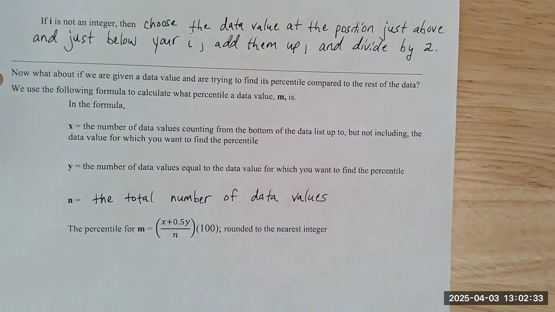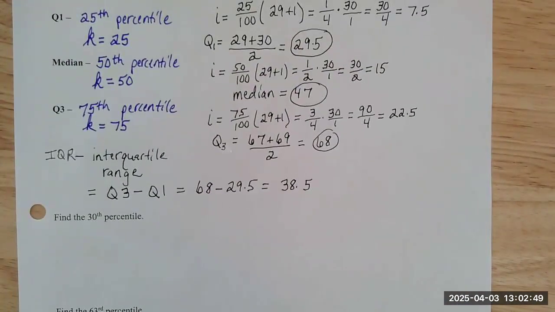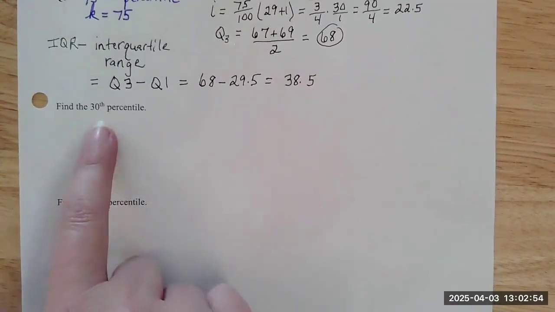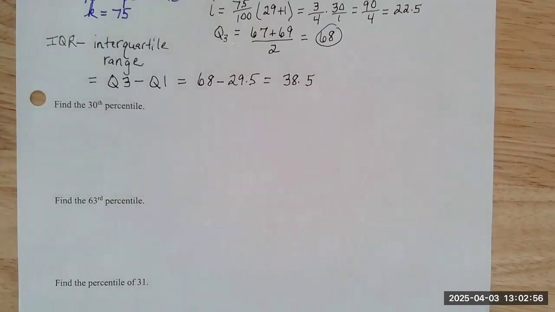Okay, so we haven't done an example of this yet, so we're going to go back to our example page and we'll do one. So we did the 25th percentile, the 50th percentile, the 75th percentile. Do you feel like you could do the 30th percentile and the 63rd percentile on your own?